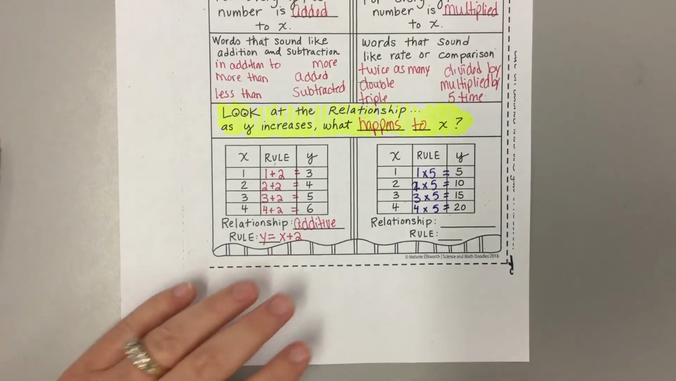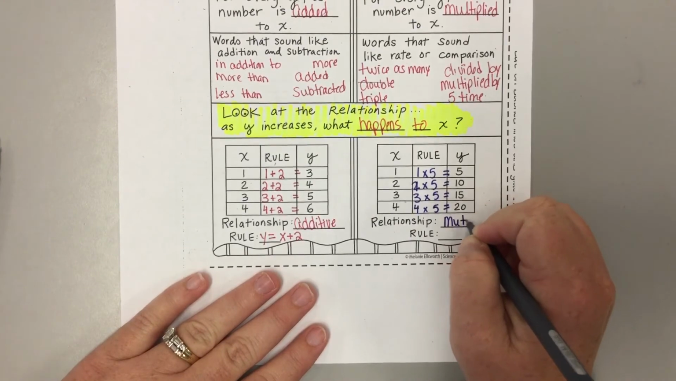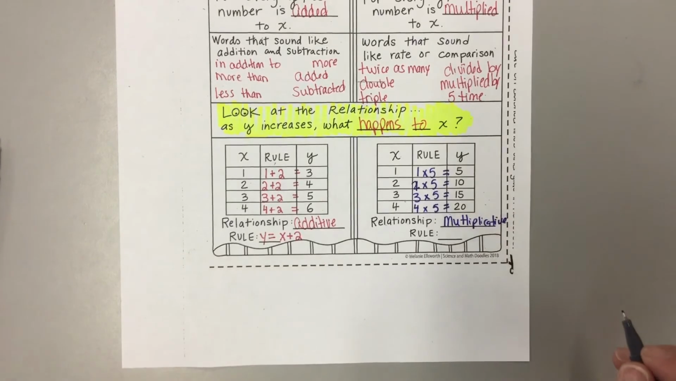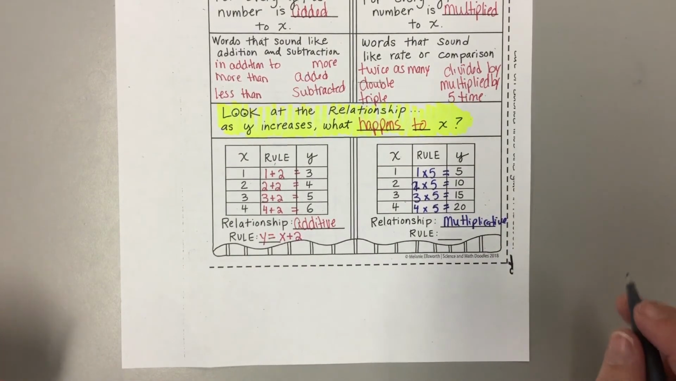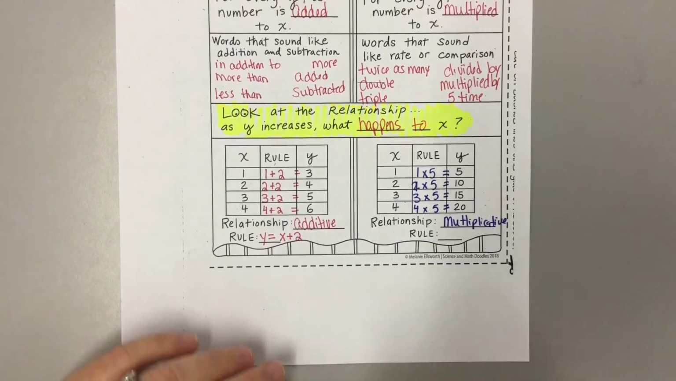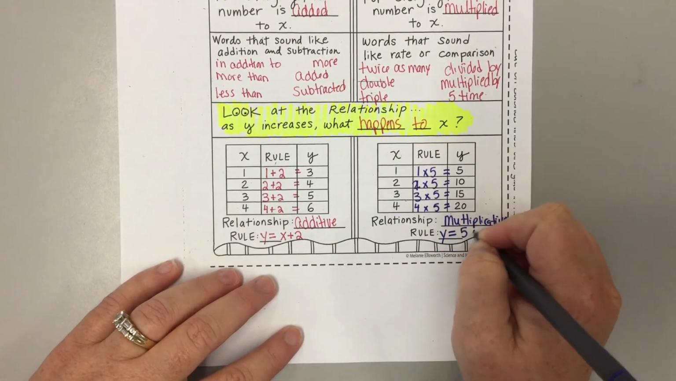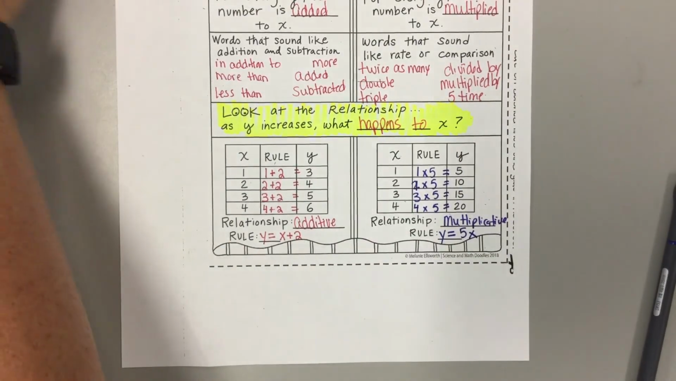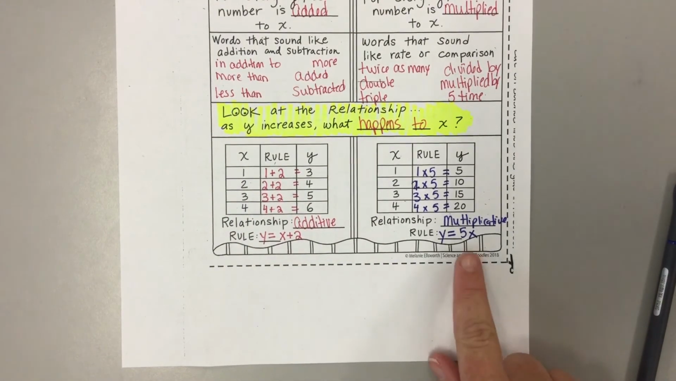Go for it. Multiplicative. Yeah, multiplicative. There you go. All right, and my rule. Somebody over on this side of town. Go for it. Y equals 5x. Very good. That is 5x. That's what I put.